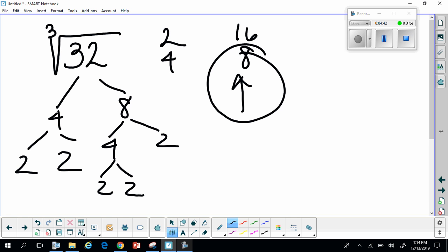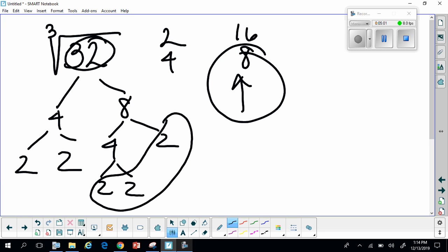As you can see, I have 1, 2, 3, 4, 5 2's that eventually multiply together to make up my 32. Now, instead of looking for pairs, we're looking for a trio of numbers. So for example, I'm looking to have a group of 3 numbers before I can pull one outside of the root sign.